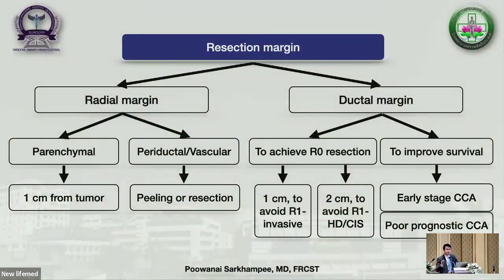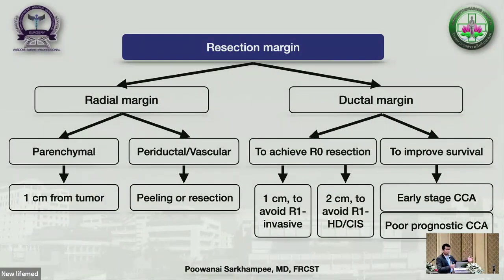So, in my conclusions, resection margin is most important for us as surgeons, because it's the only thing we can give to our patients. Resection margin is divided into radial margin and ductal margin. Parenchymal margin of 1 centimeter is okay to achieve an R0 resection.